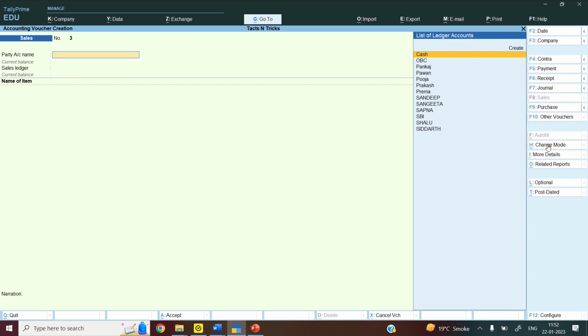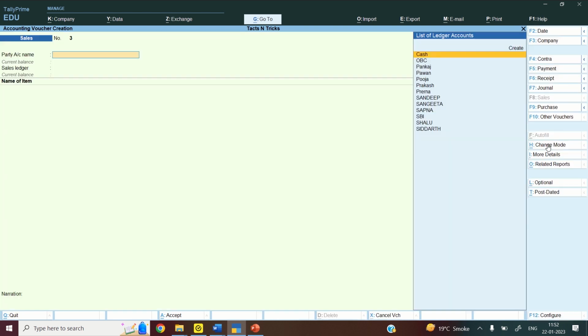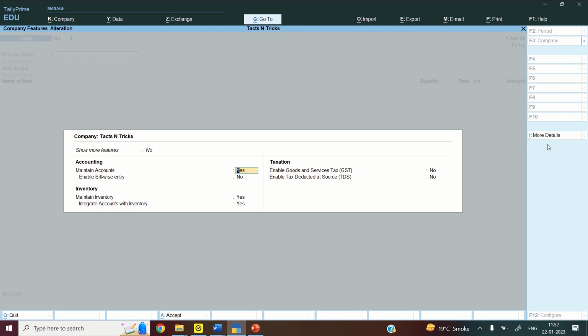And if you want to do any settings while in the purchase and the sales voucher, you can press F12 and you can see my settings. You can even take a screenshot of the settings. So the settings should be the same as mine. Escape, and I will also press F11, and you can see these settings as well. So F12 and F11 are for the settings, and the settings should be the same.